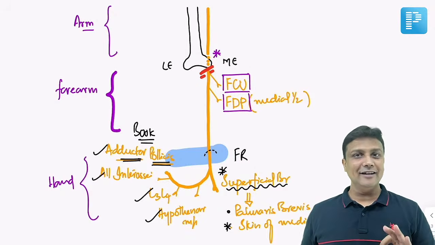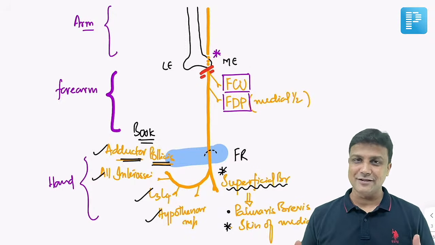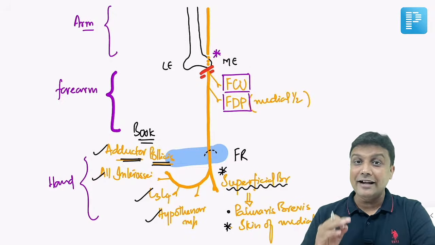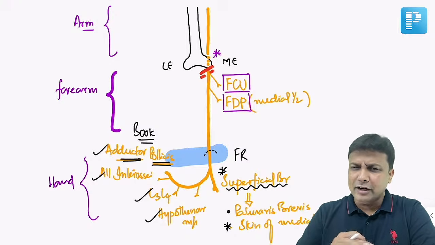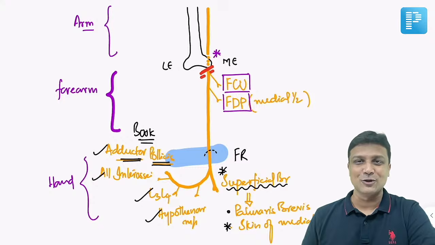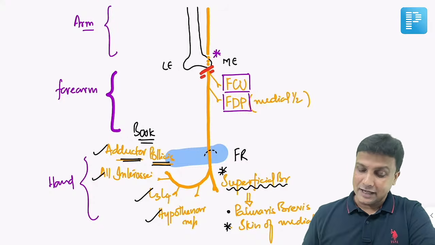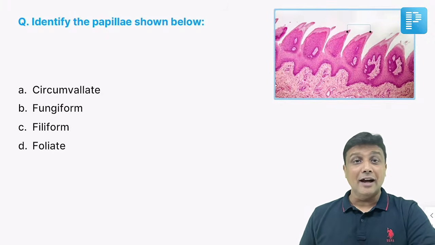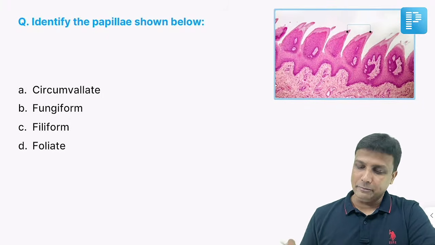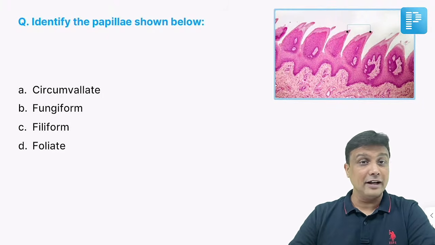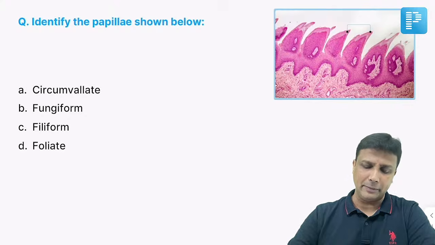I hope you're understanding the way I'm going to discuss all the questions here with you. Yes, we are going to discuss the entire concept, my dear friends, so that you'll be able to solve the other possible questions from here also. Okay. Now, let's go ahead. Identify the papillae shown below in the given diagram, whether it is circumvallate, fungiform, filiform, or foliate papillae.